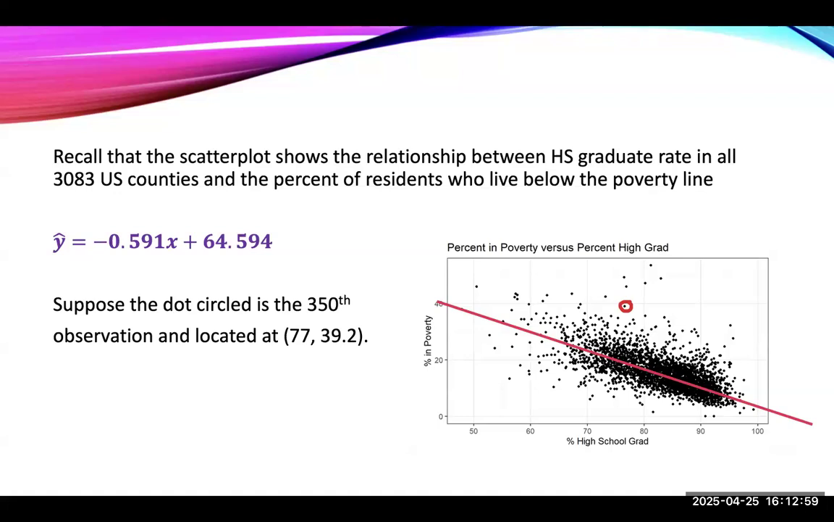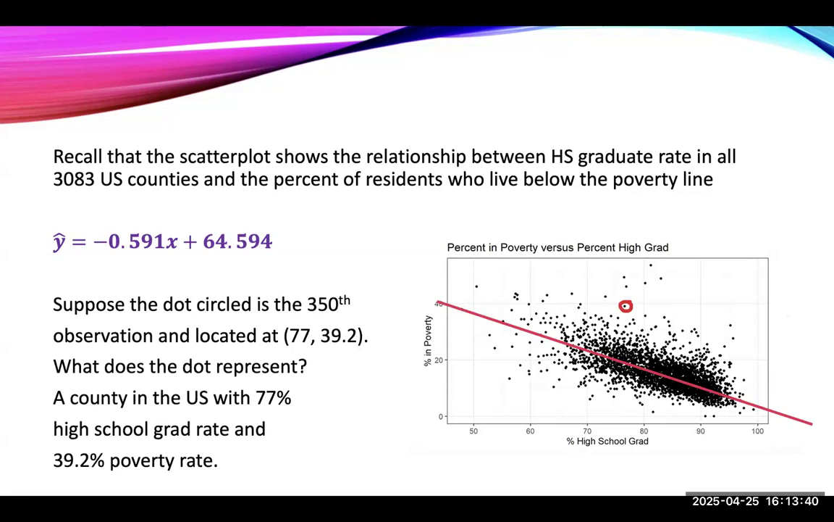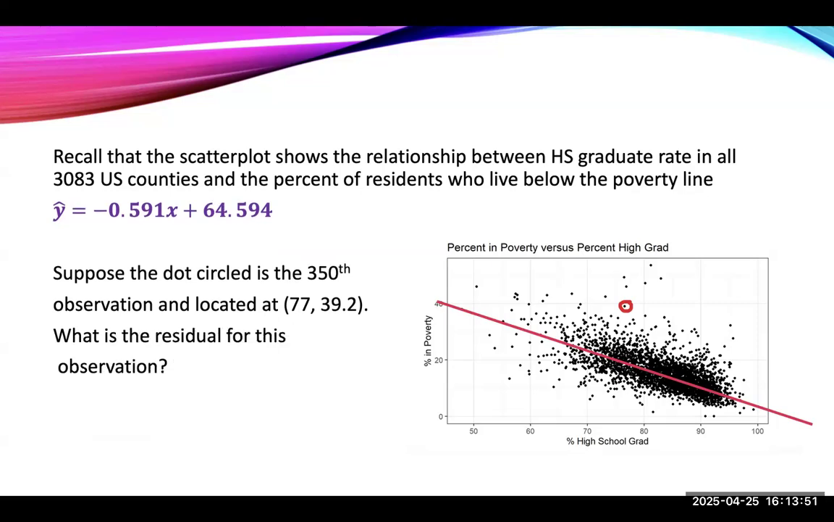Now, let's take a look at where this dot is located. Its X value, if we look down here, is somewhere between 70 and 80. If this is 75, it's kind of close to 77, which is what I wrote here. It's located at 77, and the Y value is very close to 40. It turns out it's 39.2. Now this dot represents a county in the US with a 77% high school graduation rate and a 39.2% poverty rate. What is the residual for this observation?